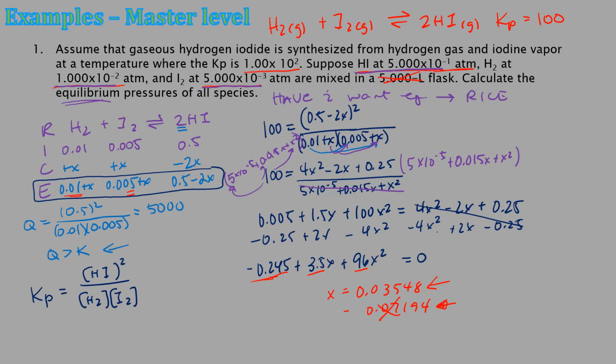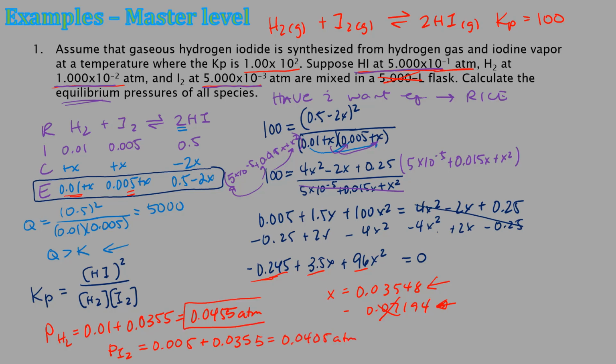And so if I plug that back in for H2, the pressure of H2 at equilibrium is going to be equal to 0.01 plus 0.0355. So I end up getting 0.0455. And then my pressure for I2 at equilibrium will be equal to 0.005 plus 0.0355. And so that's going to be 0.0405 atm.